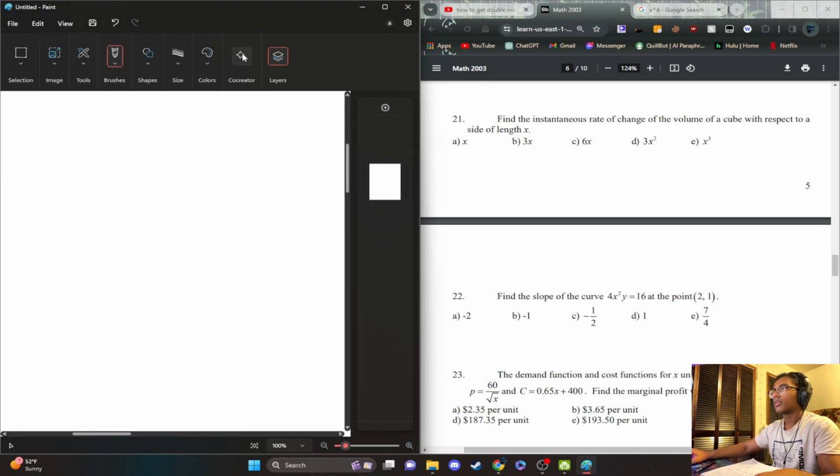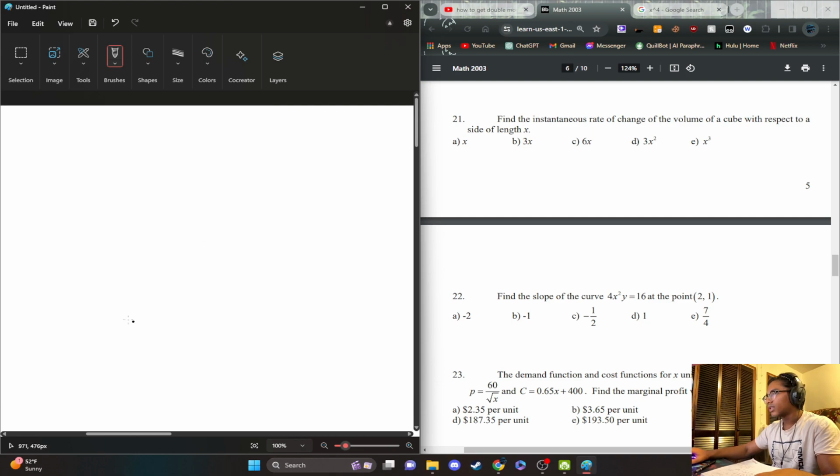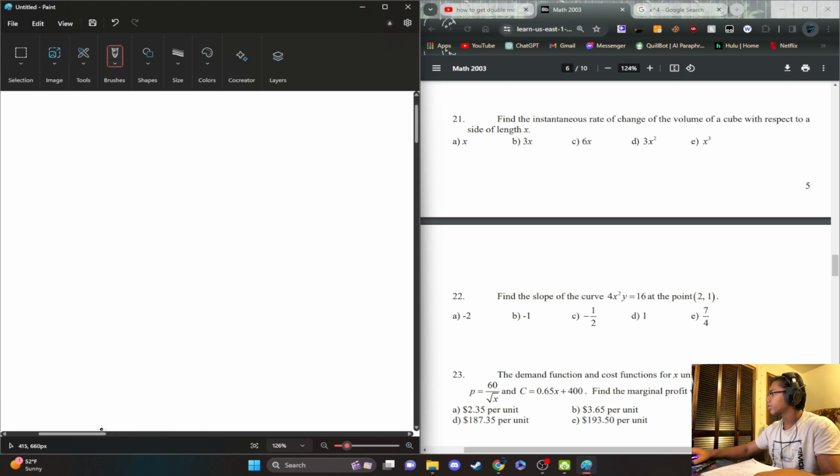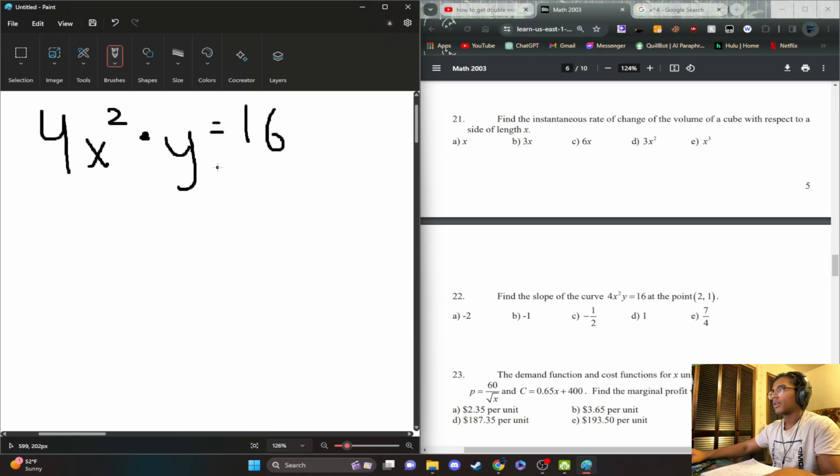Don't save there. Okay, find the slope at the curve 4x squared times y equals 16 at the point (2, 1). Let's use that later. So first, let's find the derivative of this. You have 4x squared times y equals 16. The derivative of 4x squared is 8x, and the derivative of y by itself is just y prime, or dy/dx. For your sake, I'll write dy/dx.